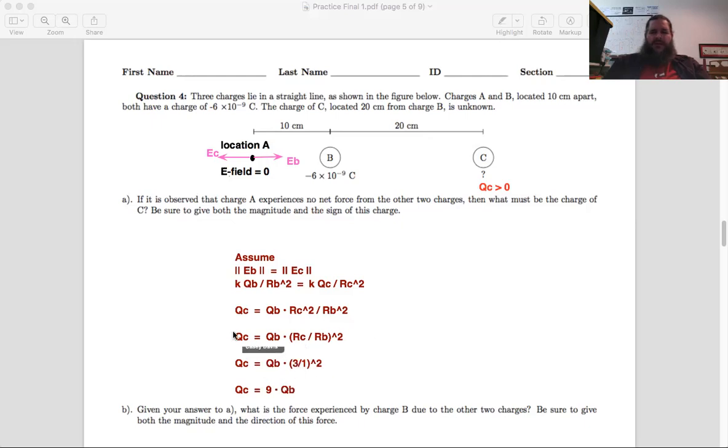And I would generally recommend working out things like this in terms of variables as much as possible, because you can often get useful insight like that, like the idea that 3 times as far away means 9 times as much charge. That might not have been as obvious if you had plugged in the numbers right away. So we can just take the charge of B and multiply by 9. That'll be the charge at C. And also, of course, make it positive instead of negative. So 6 times 9 would be 54. So charge C is positive 54 times 10 to the negative 9 coulombs. Any questions on that so far?